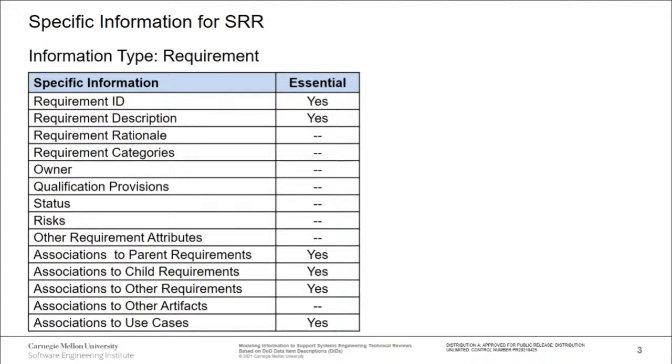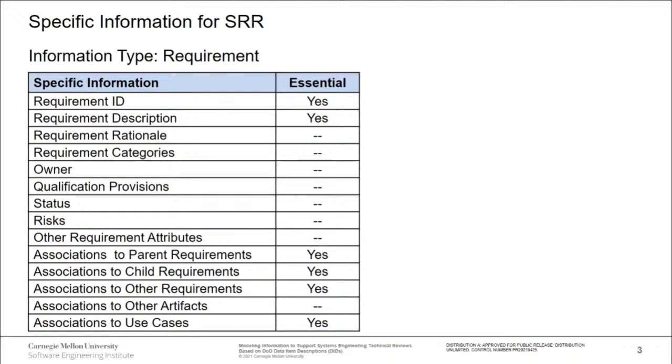So for the requirement type, we said, okay, at the very least, we need to give each requirement an ID number to uniquely identify it. Each requirement has to have a description, and there's some other information that's potentially of interest, like categorizing the requirements, rationale for the requirements. We also want to see what are the associations between, say, government requirements and other government requirements. We also want to see the associations between contractor system requirements and other contractor system requirements. And we also want to see the relationships between government requirements and system requirements.